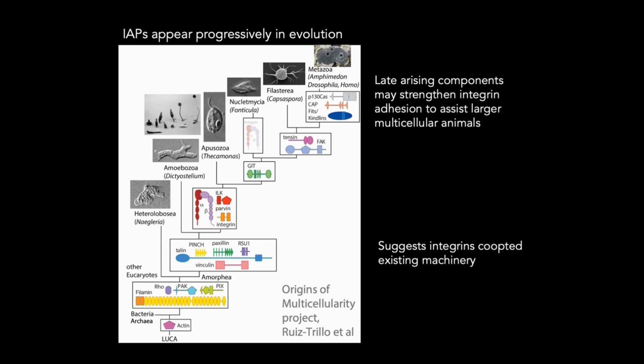We think, for example, from our work, which I won't have time to tell you about, with fits and kindlins, that one of the things that does is make this whole adhesion machinery stronger so it can withstand the larger forces in multicellular animals as you got bigger cells.